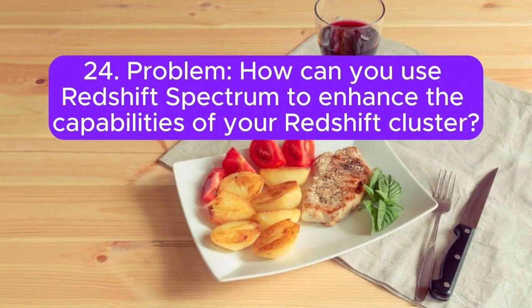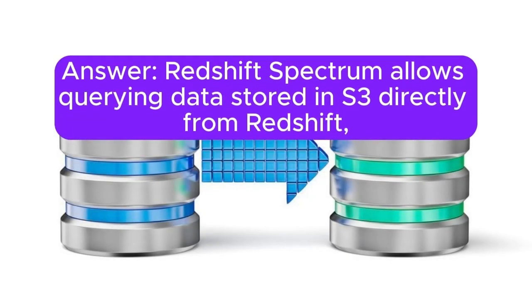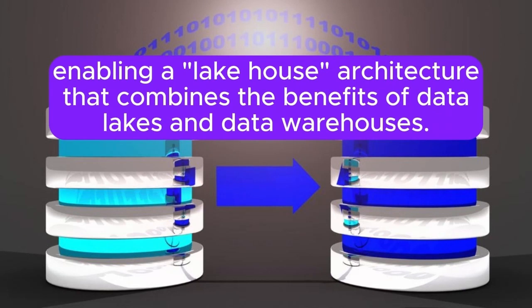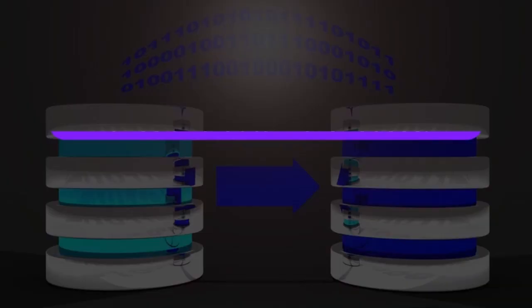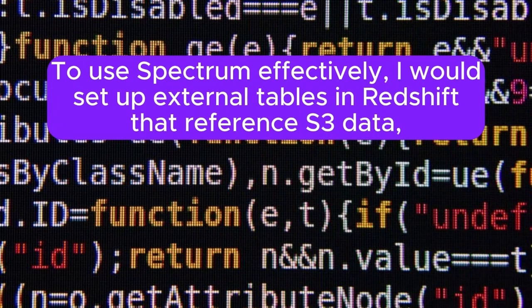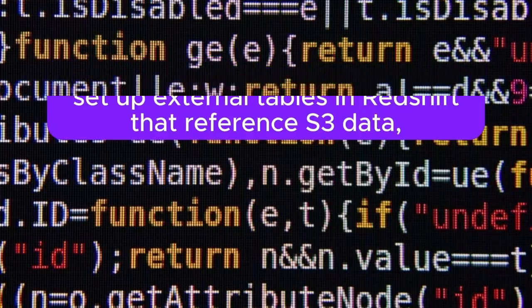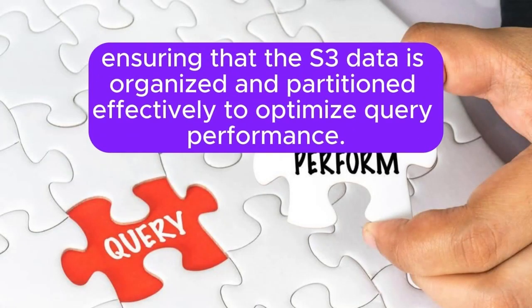24. Problem. How can you use Redshift Spectrum to enhance the capabilities of your Redshift cluster? Answer. Redshift Spectrum allows querying data stored in S3 directly from Redshift, enabling a lakehouse architecture that combines the benefits of data lakes and data warehouses. To use Spectrum effectively, I would set up external tables in Redshift that reference S3 data, ensuring that the S3 data is organized and partitioned effectively to optimize query performance.